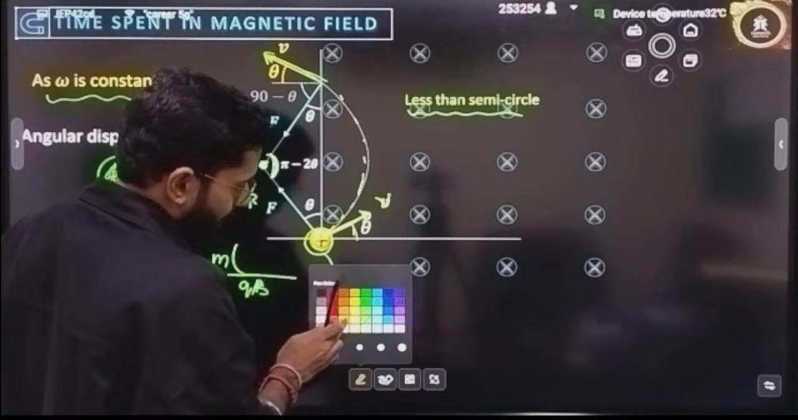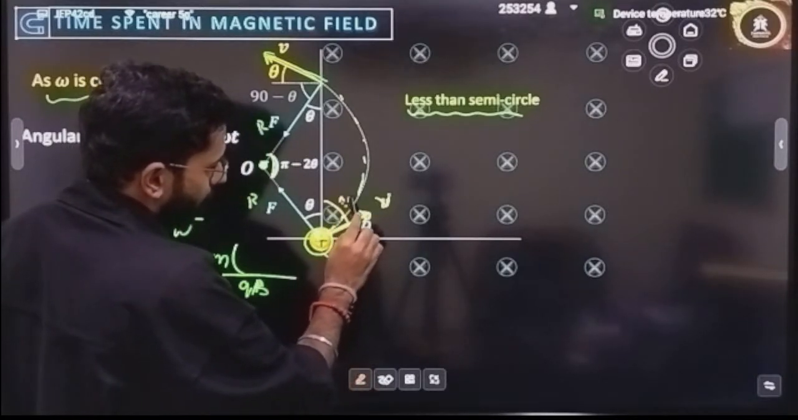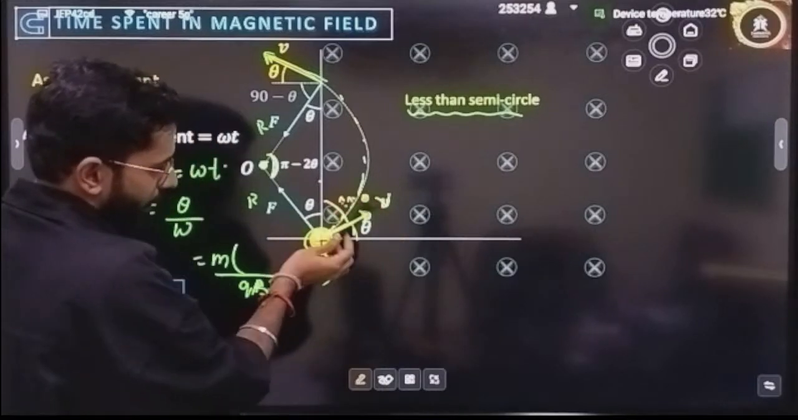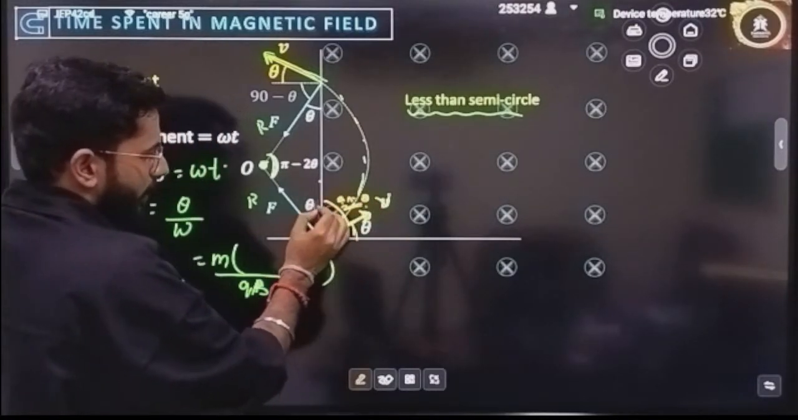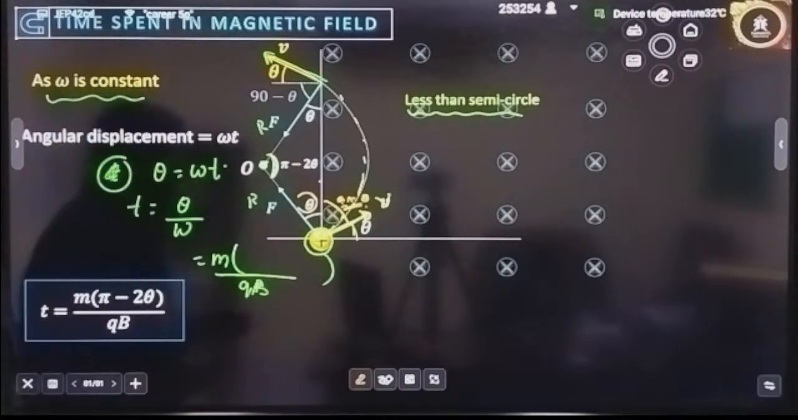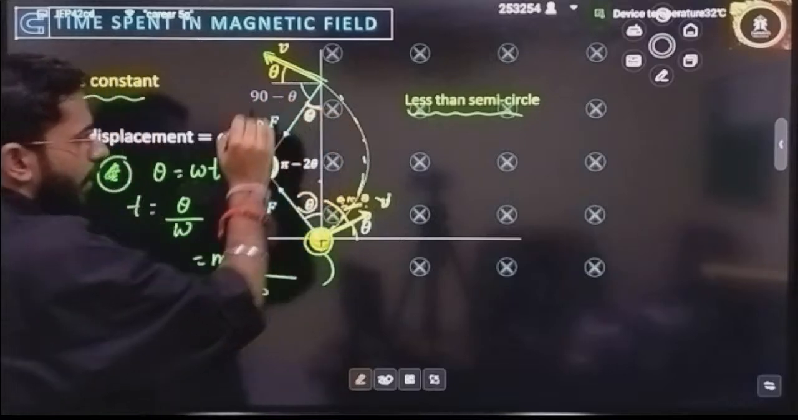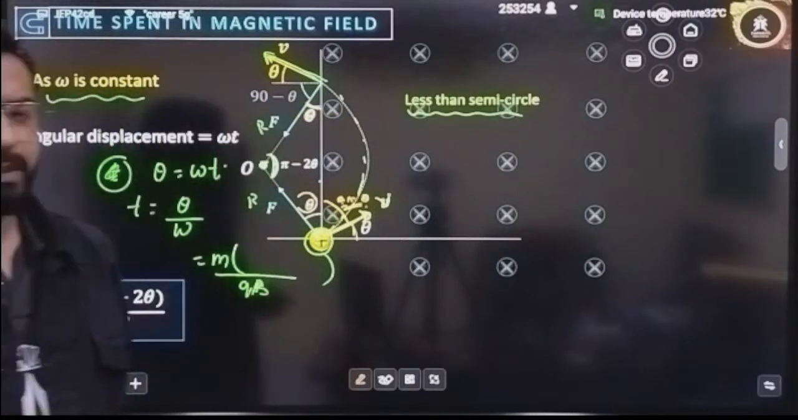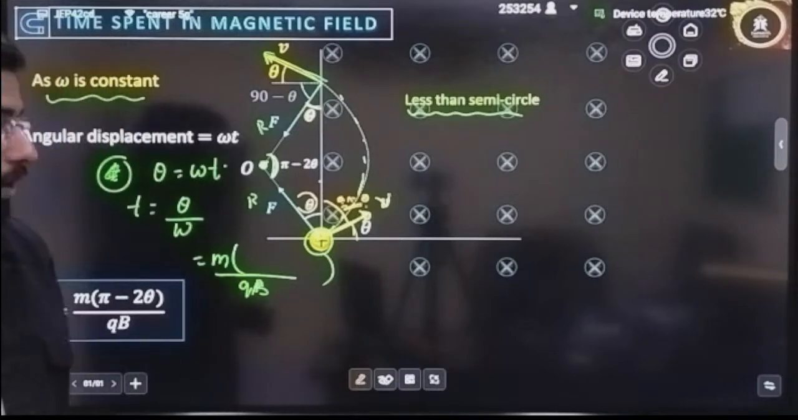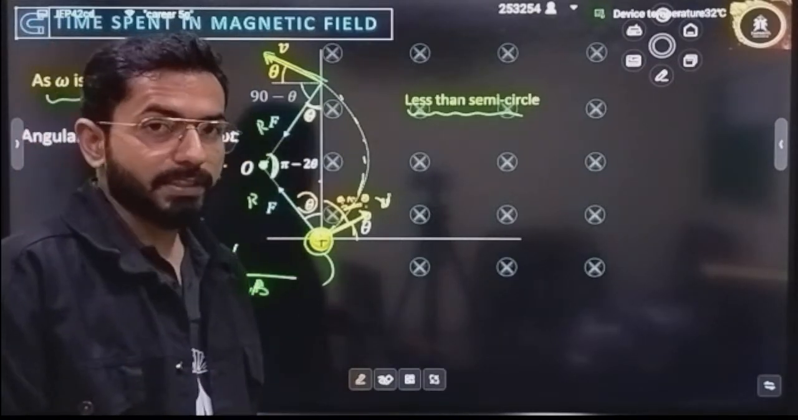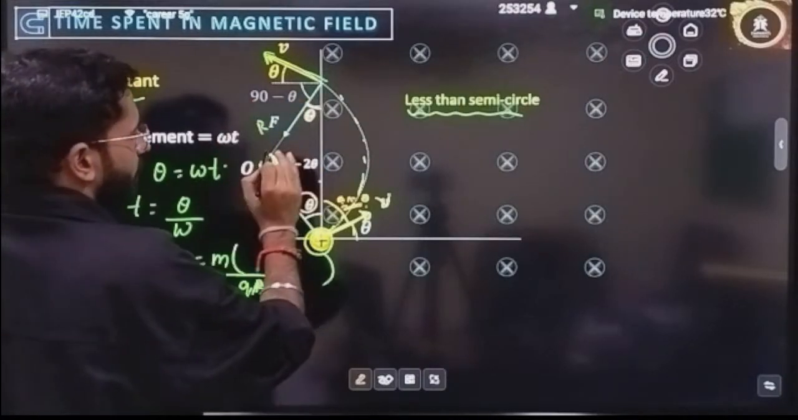So if this angle is theta, this angle will be 90 minus theta, because this and this are perpendicular. If this angle is 90 minus theta, this angle will again become theta. And if this angle is theta, this angle is also theta. Now tell me what will be the reason why this angle is also equal to theta. Those students who got this reason, please comment down in the comment section. I will be checking all of your comments. So this angle and this angle will also become theta.